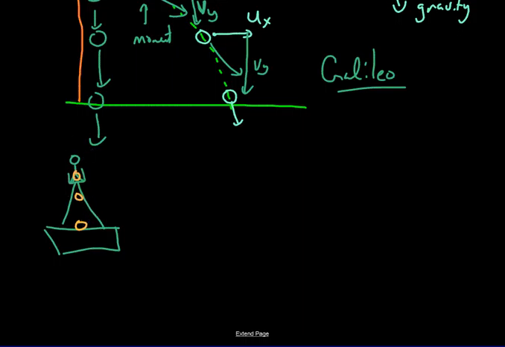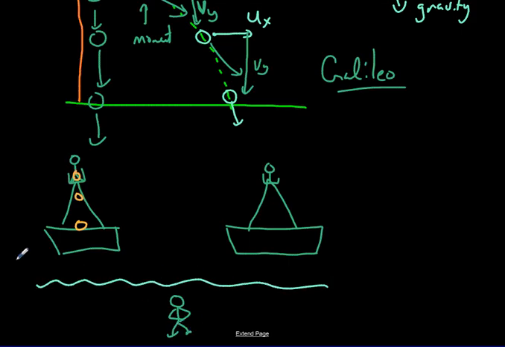But if in the meantime that ship has sailed along over to here, okay, well, someone on the shore is going to see a different path, aren't they? So here's someone standing on the shore, watching this ship sail by, okay, and they're going to see the ball do this path. Okay, so they're going to see that famous kind of curved, I didn't draw it very well, but curved parabola.